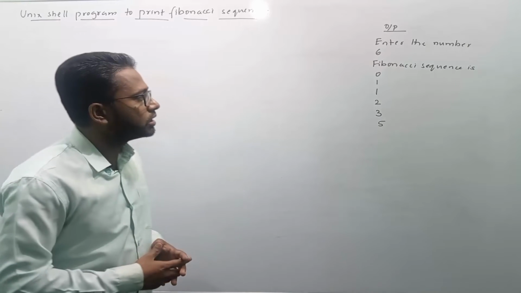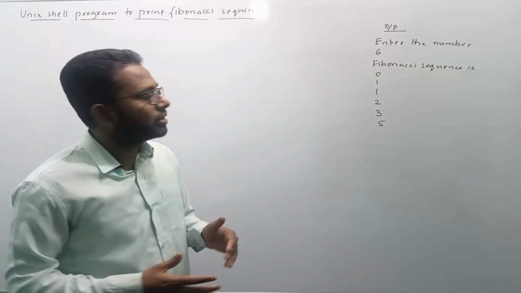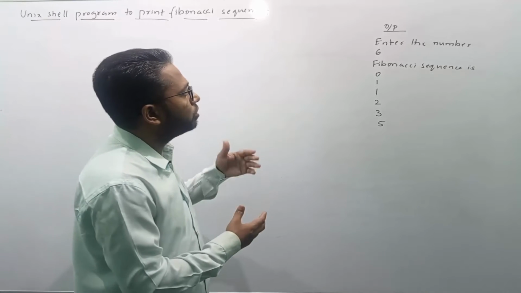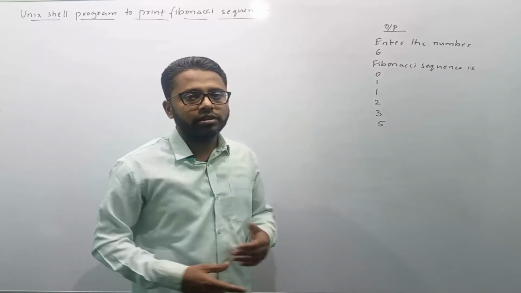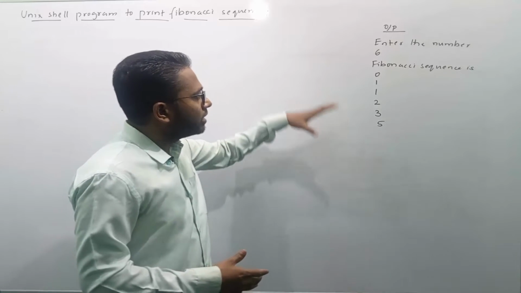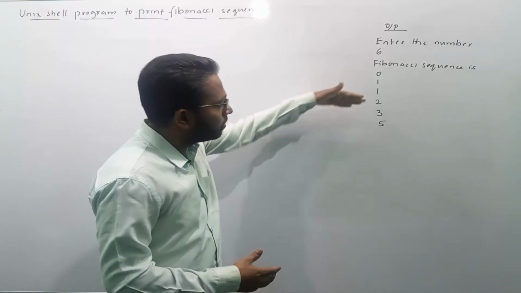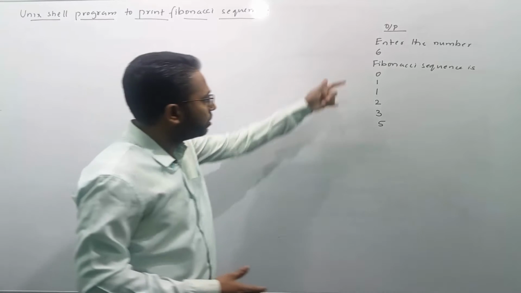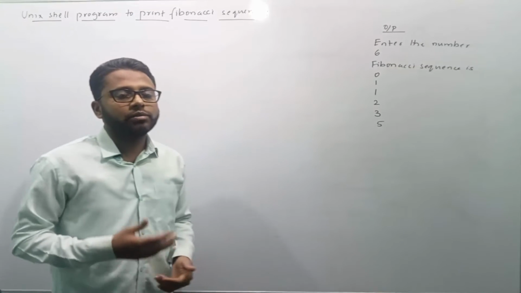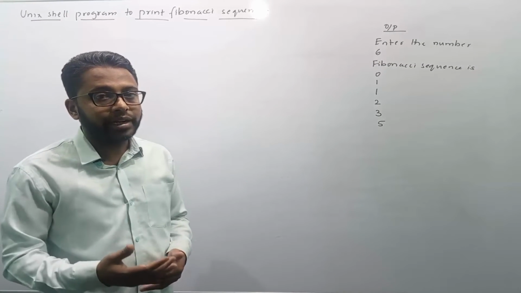Now let us start our discussion. As you can see here, when this program gets executed, it will ask you to enter a number. Let us suppose I have entered 6, then it will show you 6 Fibonacci numbers starting from 0 to 5. So how do these Fibonacci numbers get printed?